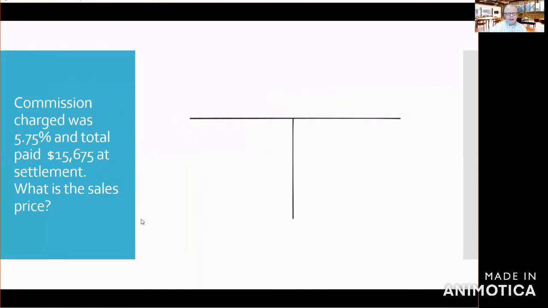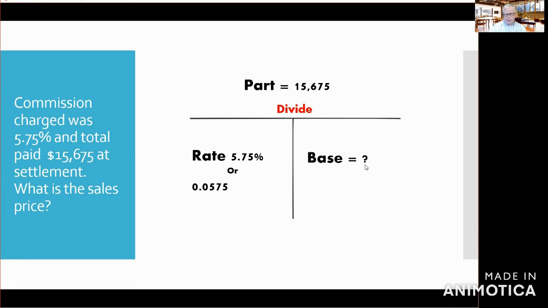Commission was charged at 5.75%, and the total commission was paid at settlement. So what was the sales price? If you get a question like that, the amount of commission paid was $15,675, and we know the rate is 5.75%. How do we find out what the actual sales price is? In that case, we would divide the two. So in this case, we divide, and we'll get the base.